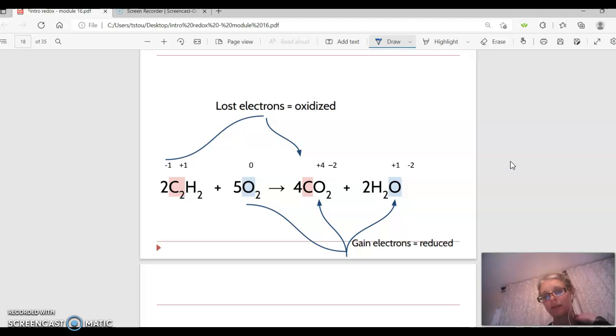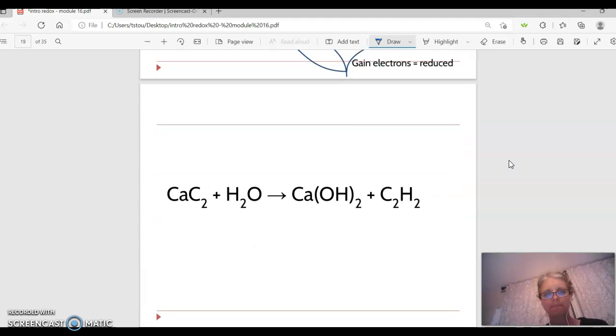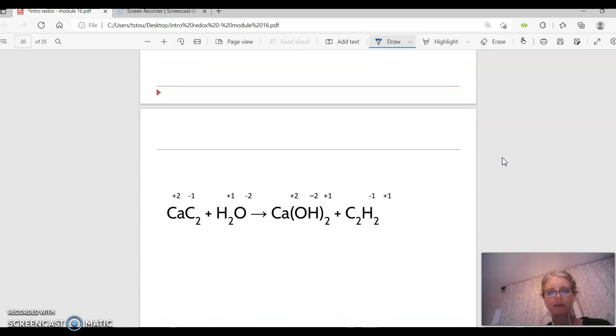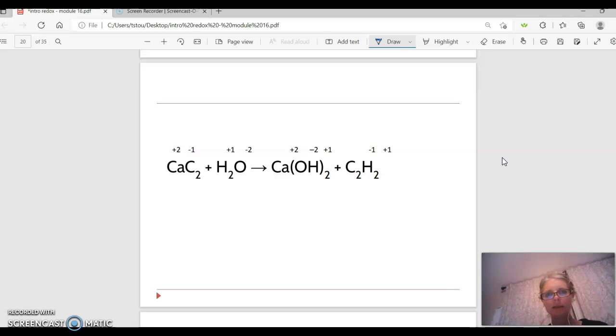If you lose electrons, you're oxidized. If you gain electrons, you're reduced. Taking a look at this problem right here, I put in oxidation numbers, and if you look carefully, take a pause and try to find who's changing from the left to the right.